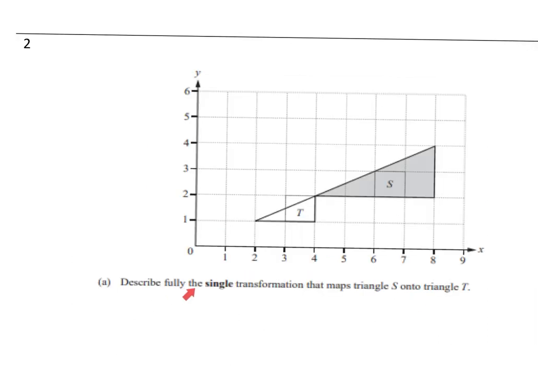Number 2, describe fully the single transformation that maps S onto T. From S to T, the type of transformation is the same, enlargement, because the size changes. To find the scale factor of enlargement, take the new side over the old side. So it's 1 over 2. So this enlargement has scale factor 1 over 2.